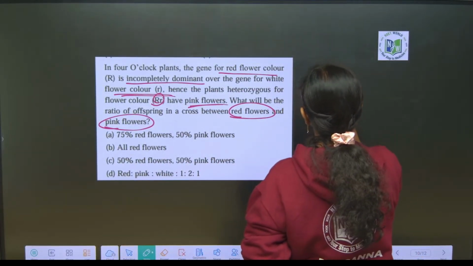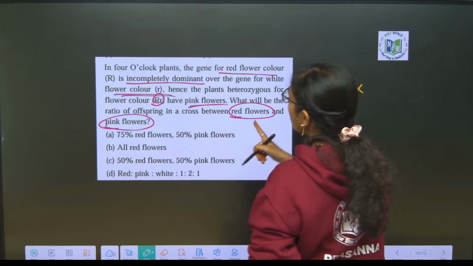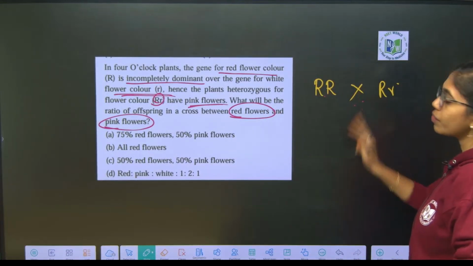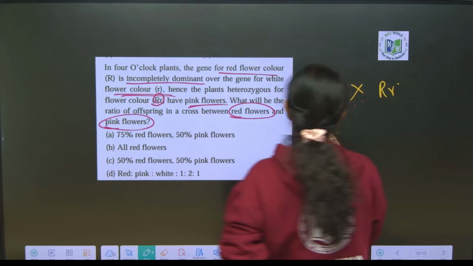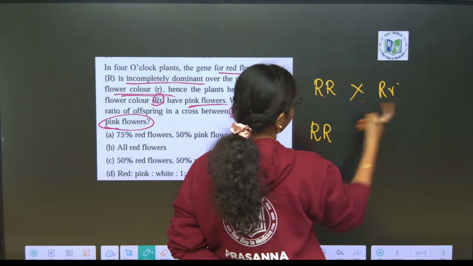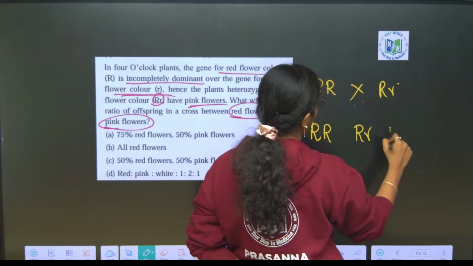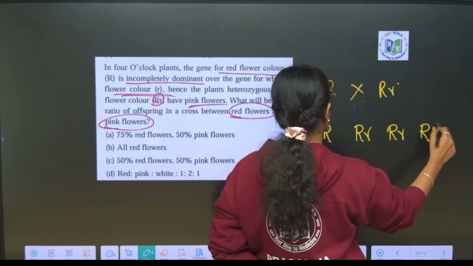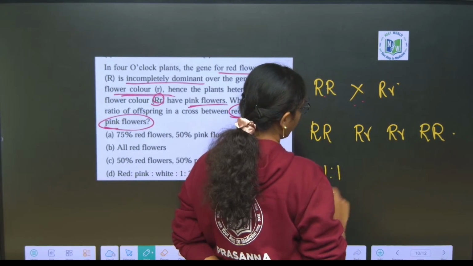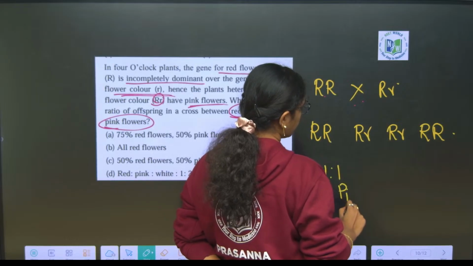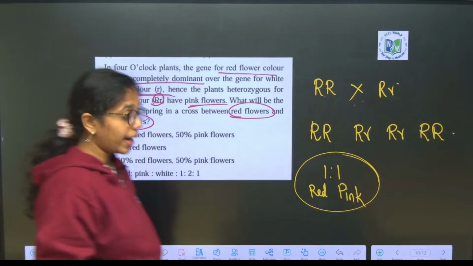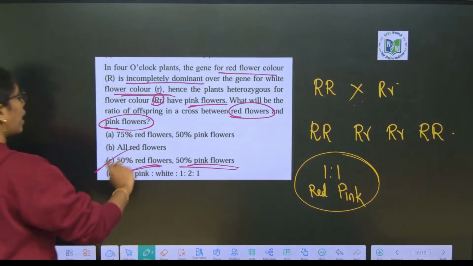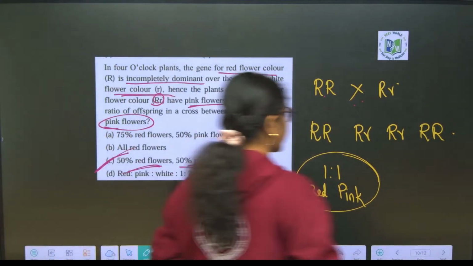So, red flowers will be homozygous dominant, capital R, and pink flowers will be in heterozygous condition. What will be the ratio of the offsprings when these two are crossed is the question. So, here if you have to see, capital R, and then again a heterozygous condition, and then a homozygous condition. Okay. So, it will be a 1:1 ratio of red and pink, yes or no? 1:1 ratio of red and pink. So, here 50% of it are red flowers and 50% of it are pink flowers. Option C is the right answer.